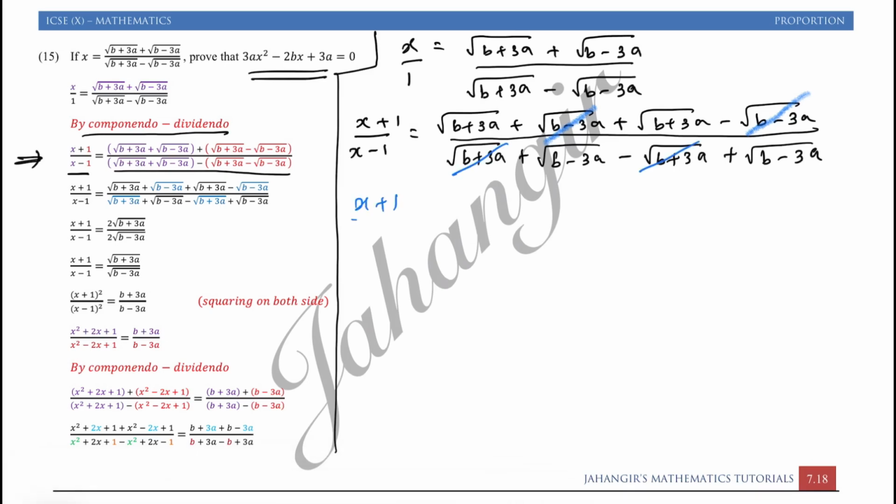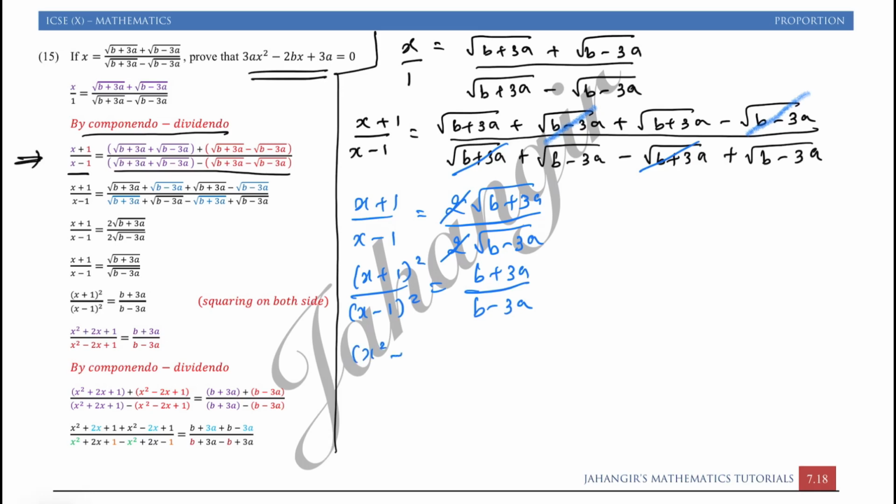So I can write x plus 1 upon x minus 1 is equal to 2 root of b plus 3a, just adding both roots, upon 2 root of b minus 3a. 2 will get cancelled, and to remove the square root we have to square on both sides. So I can write x plus 1 whole square upon x minus 1 whole square is equal to b plus 3a upon b minus 3a. Now we will write the identity: x square plus 2x plus 1 upon x square minus 2x plus 1 is equal to b plus 3a upon b minus 3a.